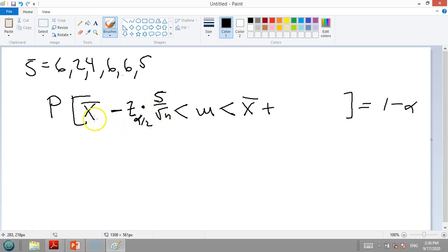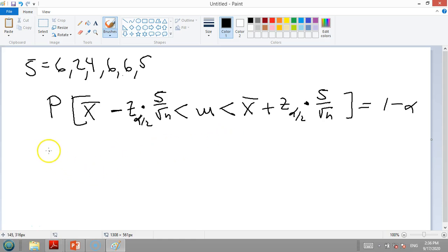Away from this, and on the other side, I have plus. This is minus this number, and on the other side I have plus this number, the same number. Or it's plus minus that same one, times s over square root of n, like this.